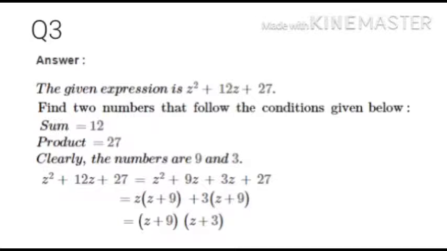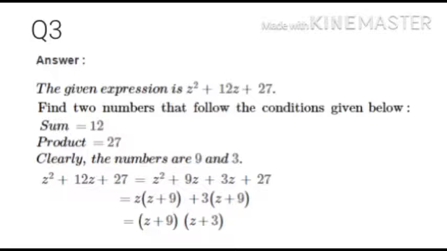Now the question is z square plus 12z plus 27. Find two numbers that follow the conditions given below. The sum is 12 and the product is 27. Now take out the factors of 27. Then you see 9 and 3 are the numbers.